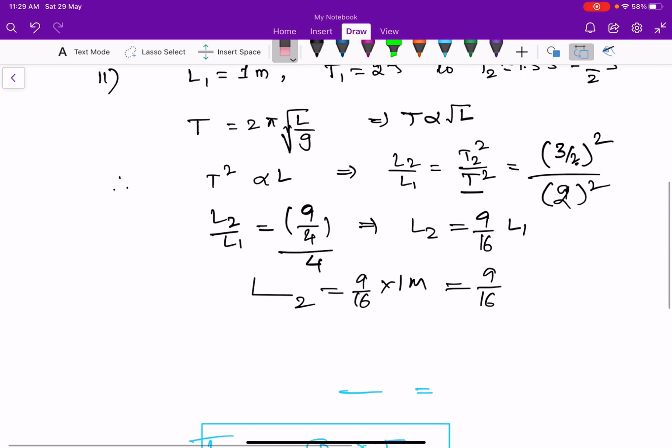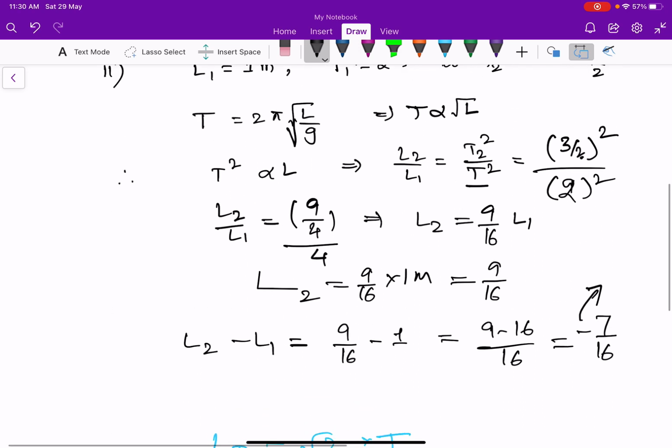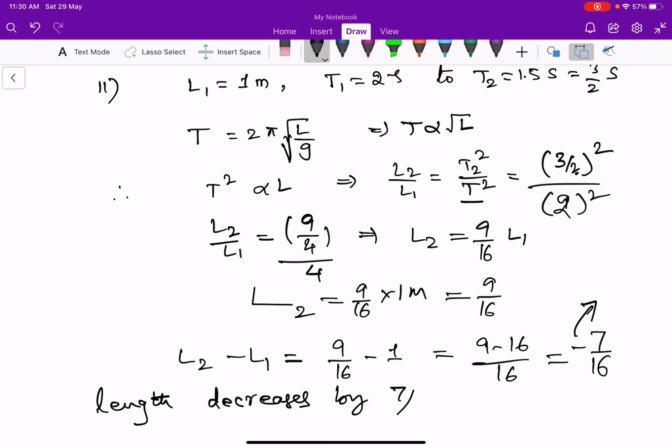So the question is about what is the change in length. That means L2 minus L1 is how much? L2 minus L1 equal to 9 by 16 minus L1. L1 is nothing but 1. So that is 9 minus 16 by 16, that is minus 7 by 16. Negative sign indicates length decreases. Length decreases by how much? Length decreases by 7 by 16 meters.